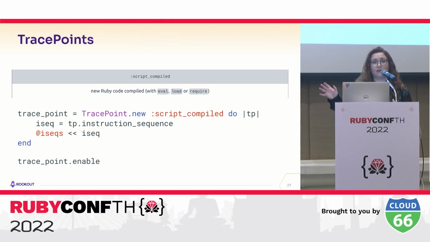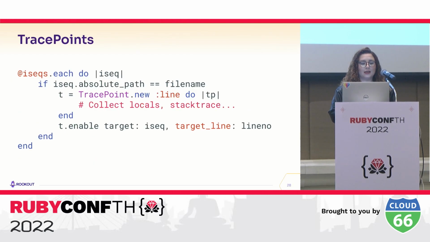So tracepoints has an event also called script compiled, which is called every time new Ruby code is compiled, whether it be with eval, load, or require. Now, what I can do is kind of collect all these compiled scripts. And when it happens, the tracepoint also includes the instruction sequence, which was compiled. So I can collect them into a list of instruction sequences. And then later on, when I actually want to add a breakpoint, I can iterate over those instruction sequences, finding the correct instruction sequence given a certain file name, and then just place it on that file. So I solved that problem. That was the original problem when developing our Ruby debugger.